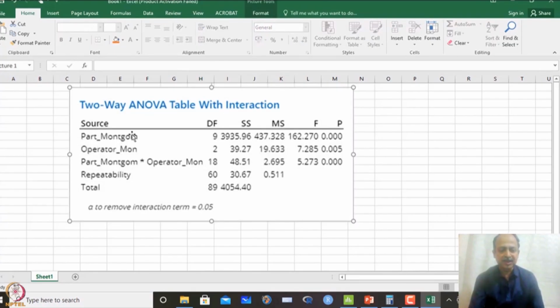So, what you see is the source of variation. So, part to part variation. Part is one of the factors. In this case that is significant, and it is expected that part variability will be significant, because parts are different. We are not bothered about this one.